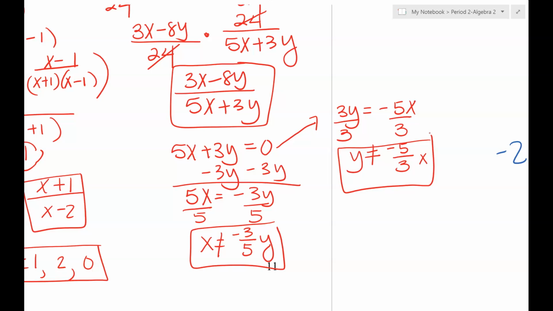Do you have to do both? No, you pick one and then you decide. Now, this right here tells me that I can pick any y I want. Would you agree? Then that means x can't be that amount of y. This over here, you can pick any x you want, and y just cannot be that amount of x. Okay?